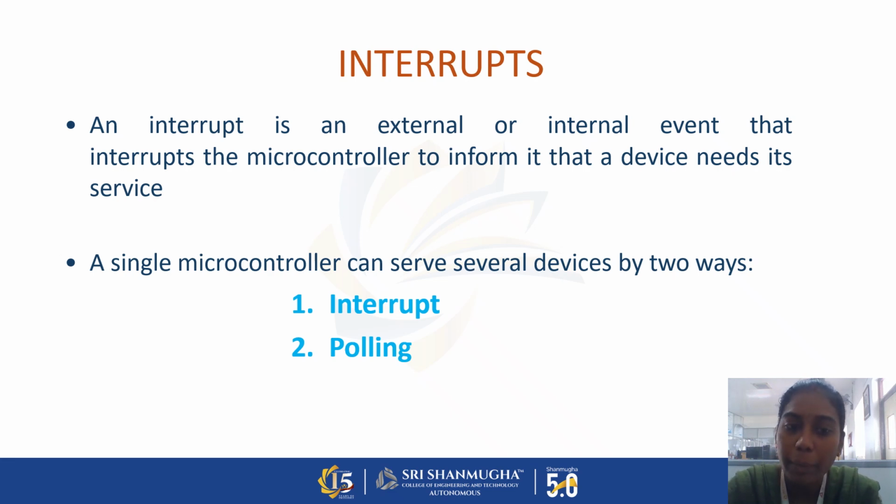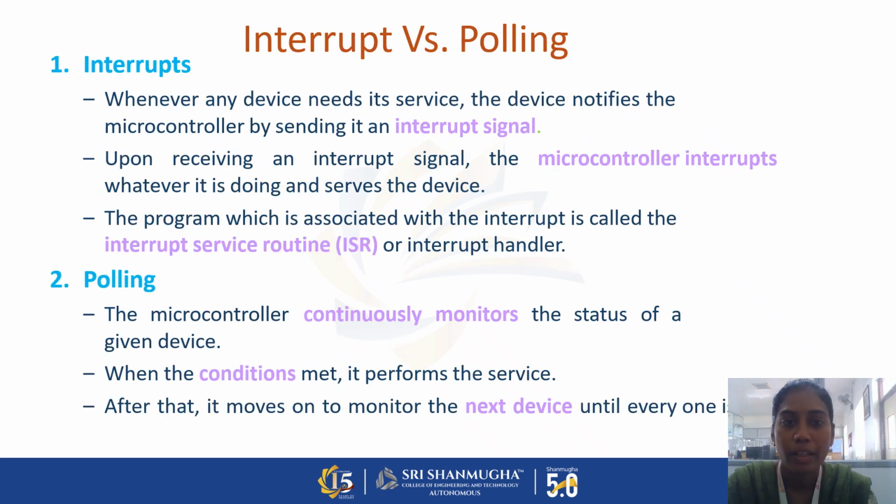Then how can a microcontroller serve several devices? It uses two ways, the interrupt and polling methods, to handle the interrupt signals from the various devices. So let's know what the interrupt and polling methods are. In the interrupt method, whenever any device needs service, the device notifies the microcontroller by sending the interrupt signal. Upon receiving an interrupt signal, the microcontroller completes the running operation and serves the device that needed it.